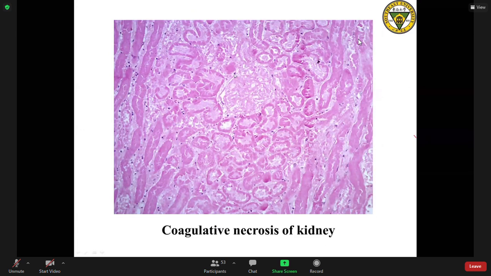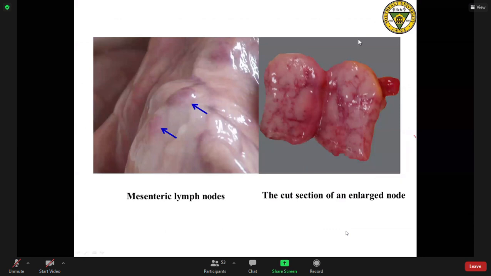High power. It's a necrosis area. At high power you also can see no nuclei. This is a glomerulus, and this is the proximal tubule. Okay, next we see the caseous necrosis.